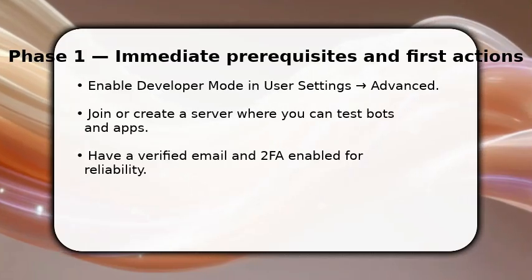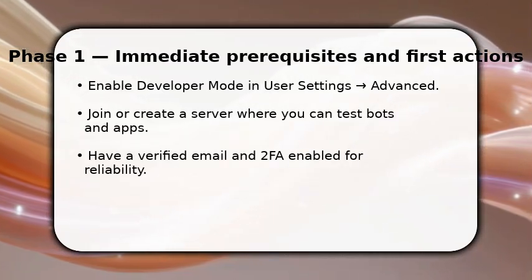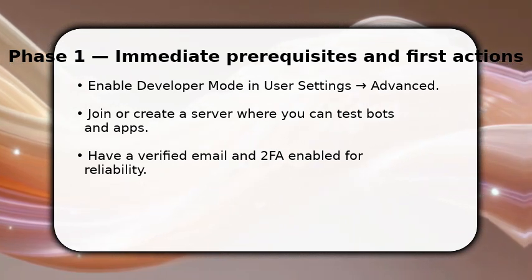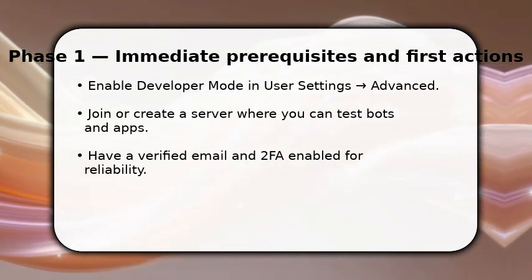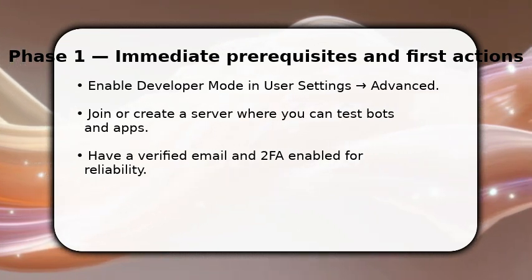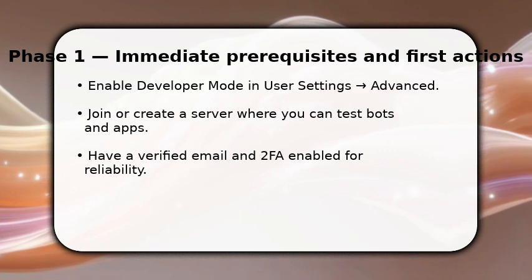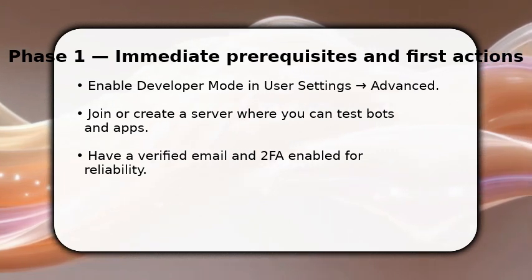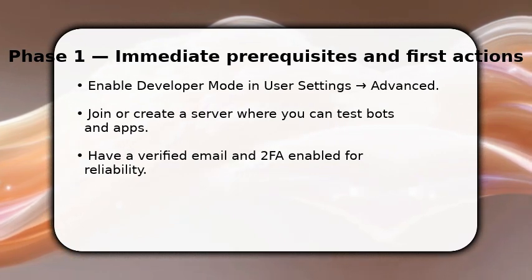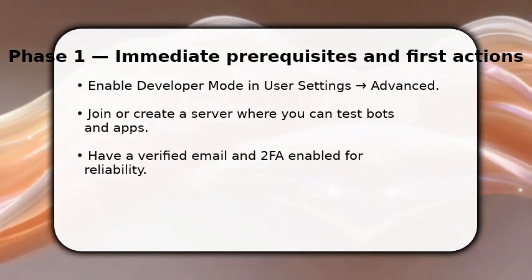You begin by making your account ready for developer workflows. Turn on developer mode from user settings, right arrow advanced so IDs are visible. This is essential. Next, join or create a server where you can register and test an application because you need a live environment. Also verify your email and enable two-factor authentication. These reduce friction and signal a real account.